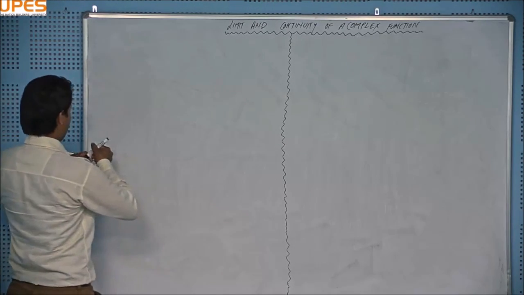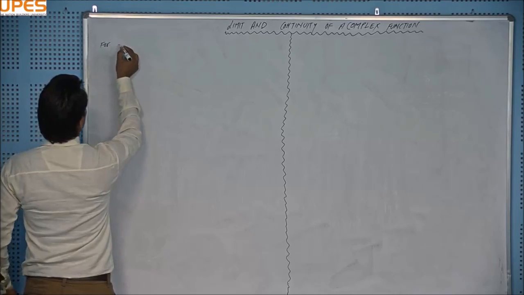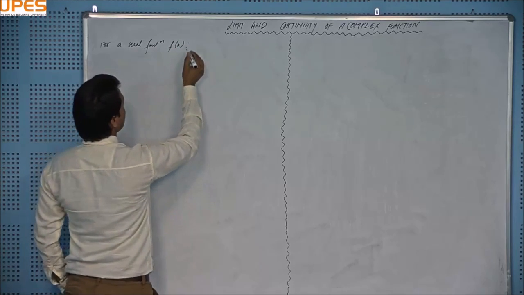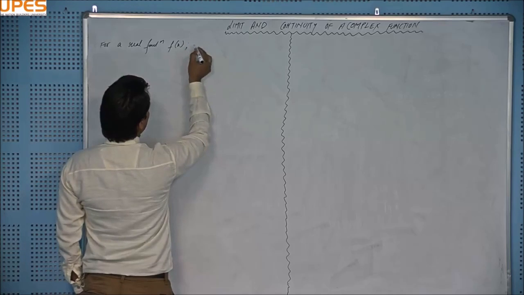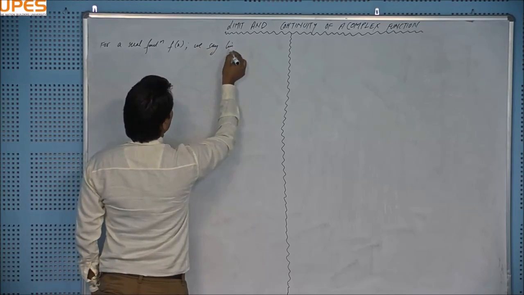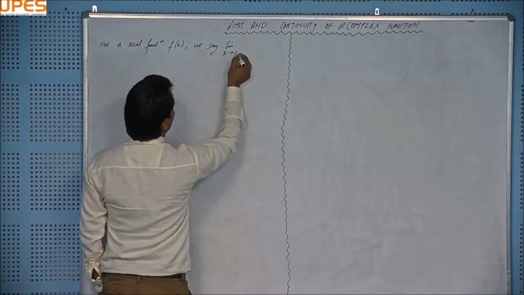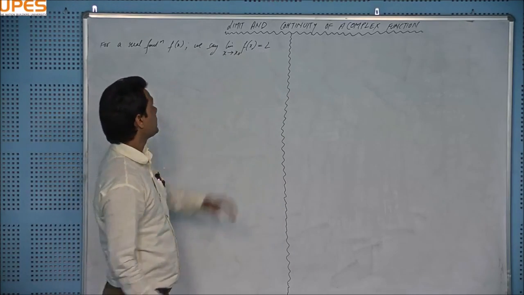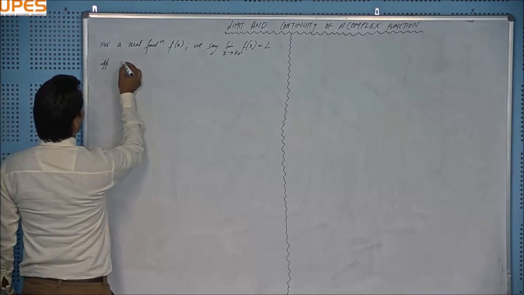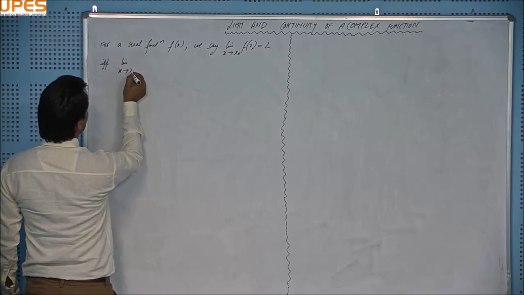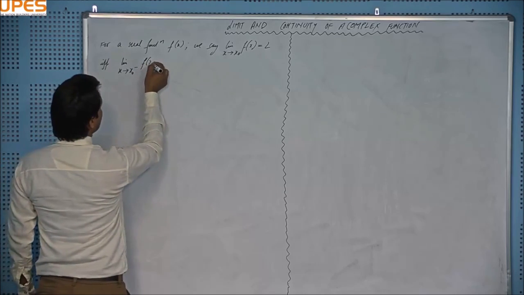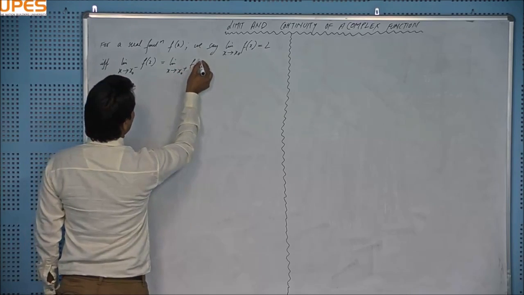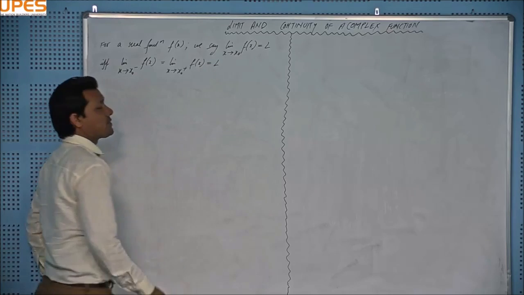I will write that for a real function f(x) from a to b, we say limit x tends to x naught f(x) equals capital L, where capital L is a real number, if and only if the left hand side limit x tends to x naught minus f(x) equals the limit x tends to x naught plus f(x), and that is equal to a real number capital L.